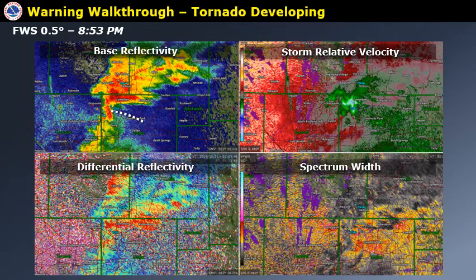Note the shift in the tight reflectivity gradient northward at 8:53 from the FWS radar. So as I toggle back and forth, this is from the previous slide, the location of the reflectivity gradient, and here it is in the current slide. This can also be observed in the differential reflectivity field.